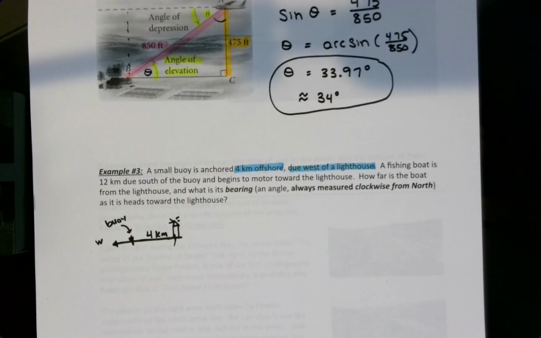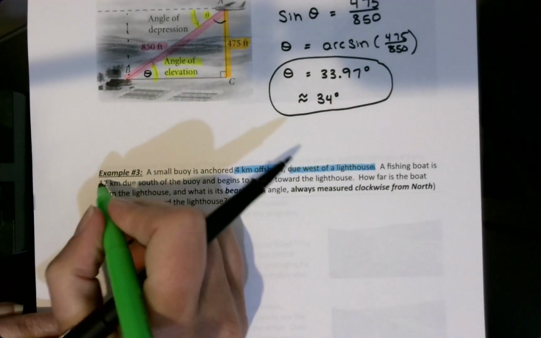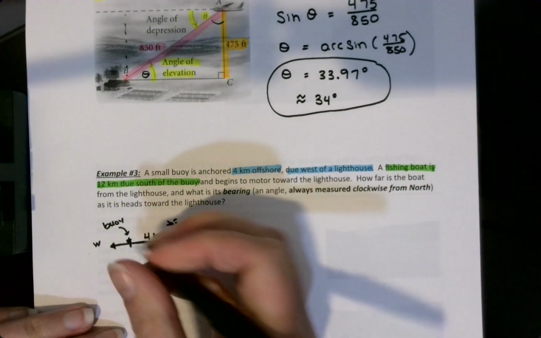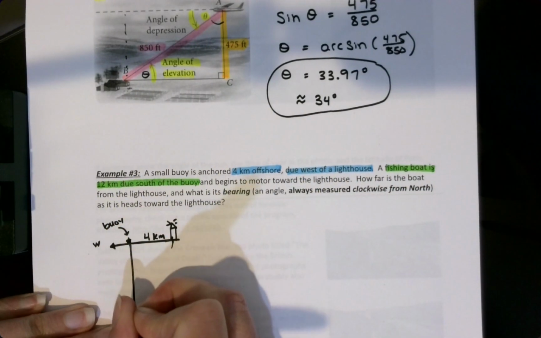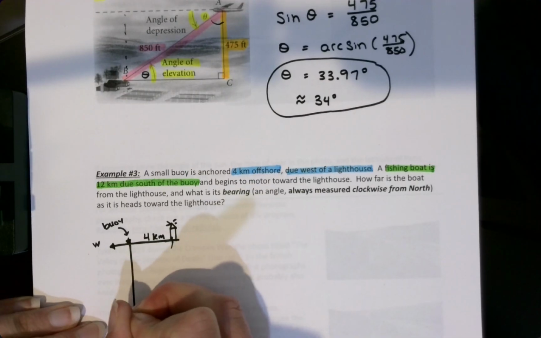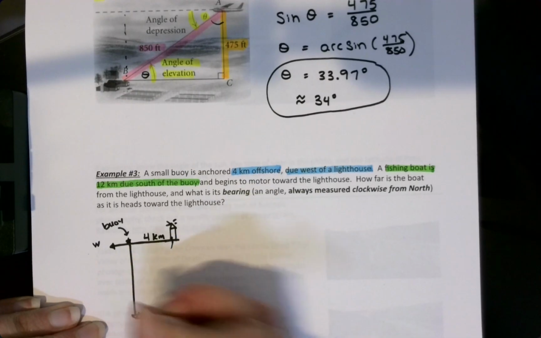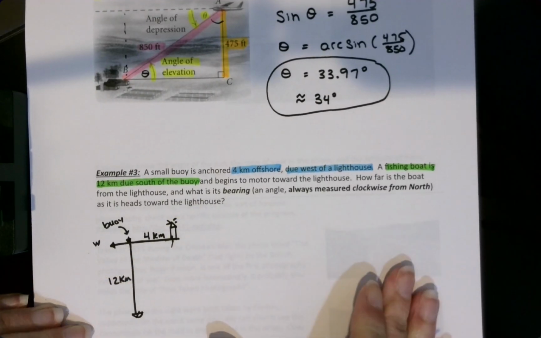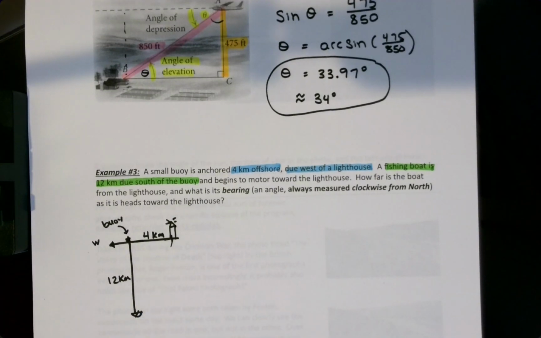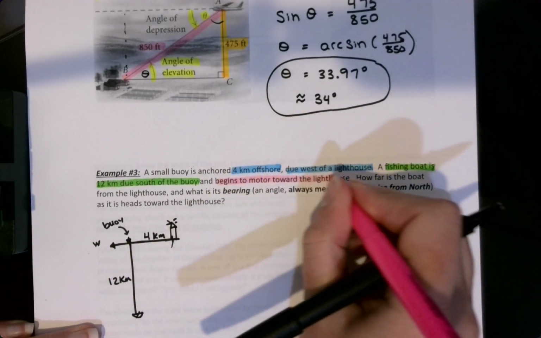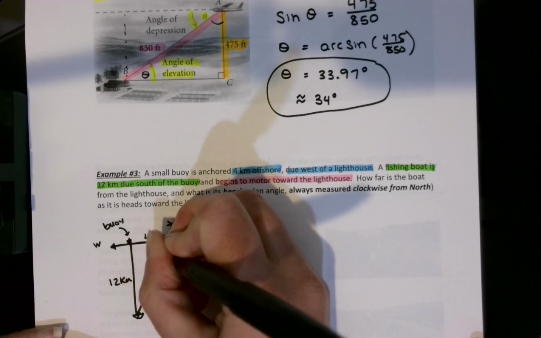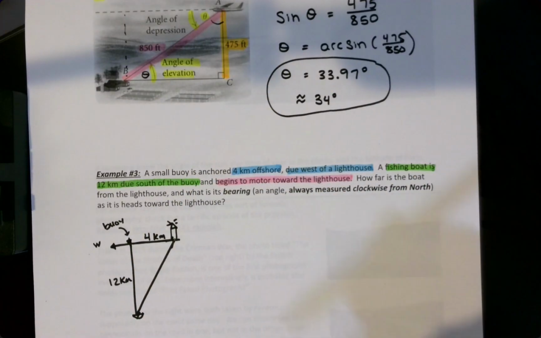I need to continue reading here. We've got a fishing boat that is 12 kilometers due south of the buoy. So due south, 12 kilometers. We've got ourselves a boat. Okay, so a little boat down here. And the boat begins to motor towards the lighthouse. So as it's motoring towards the lighthouse, it's going to take the shortest path towards the lighthouse. So that's going to be completing our triangle right here.